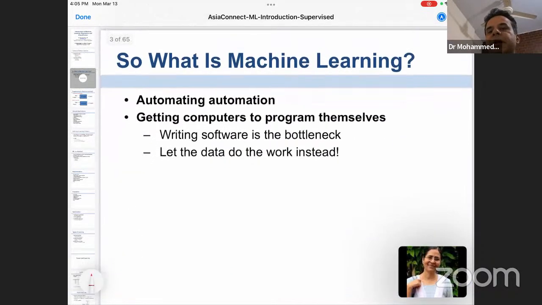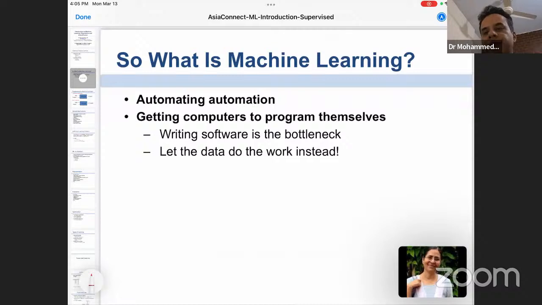So what is machine learning? I think every one of us knows. There are many definitions. Simply, I can say it is automating the automation.